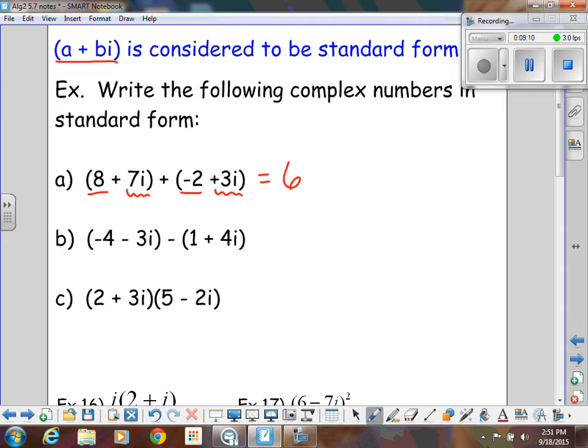And then 7i plus 3i gives me 10i. And that's all we can do with it. And notice it looks like a plus bi. So I have a would be my 6 and b would be my 10. All right, let's do subtraction.